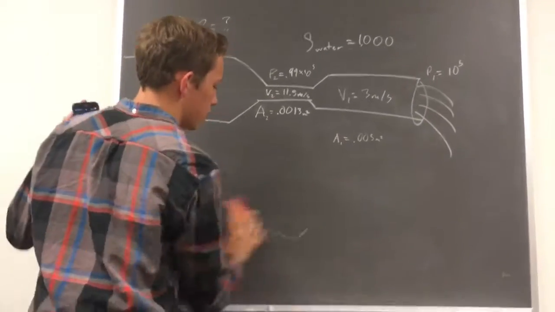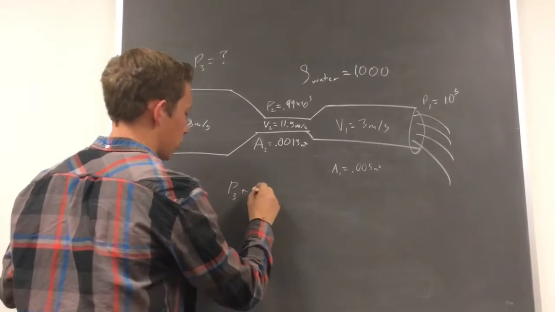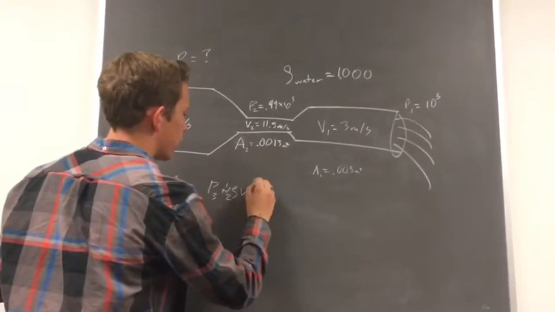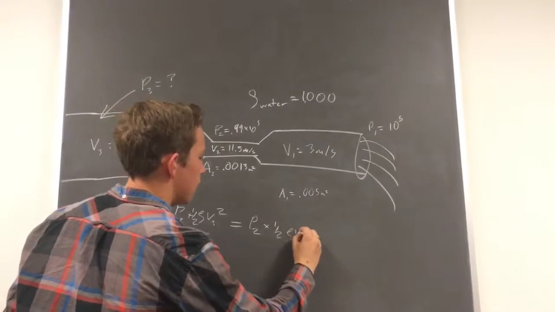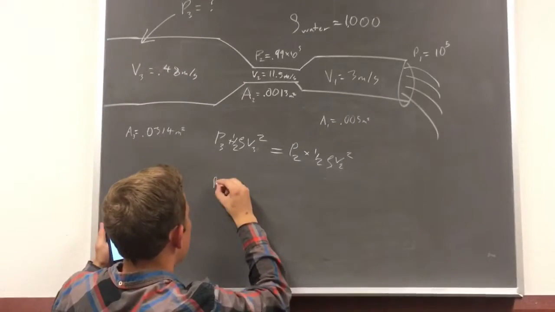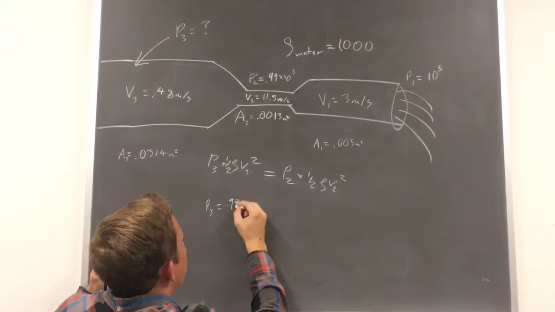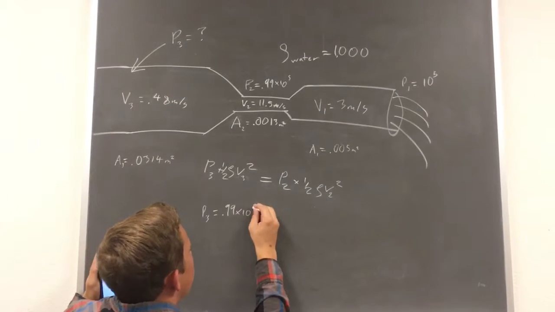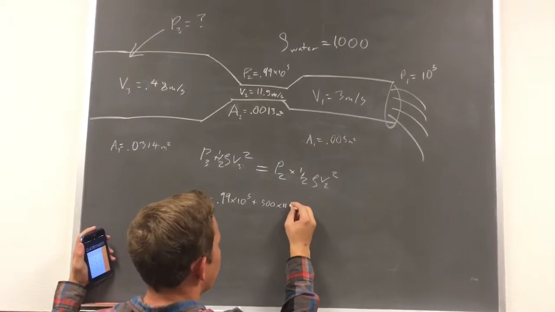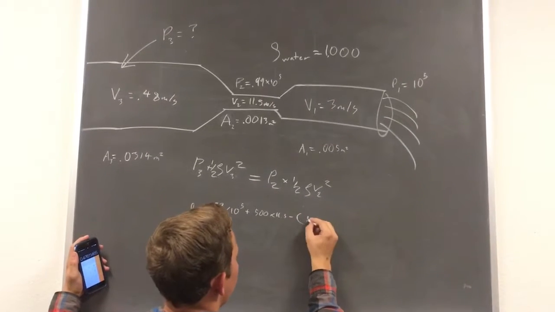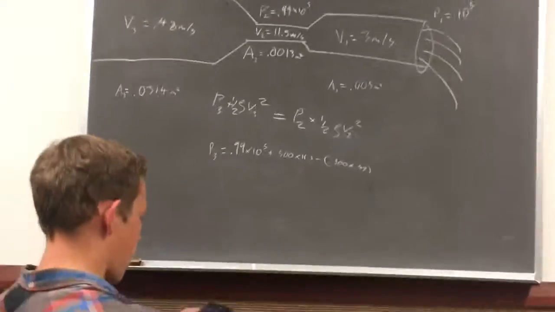Okay, and now all we have to do is find our pressure. So we're going to have pressure 3 plus 1/2 rho, because we don't have height again, V3 squared is equal to pressure 2 plus 1/2 rho V2 squared. So we have P3 is equal to 0.99 times 10 to the 5th plus 500 times 11.5 minus 500 times 0.48. Now let's do the math real fast.